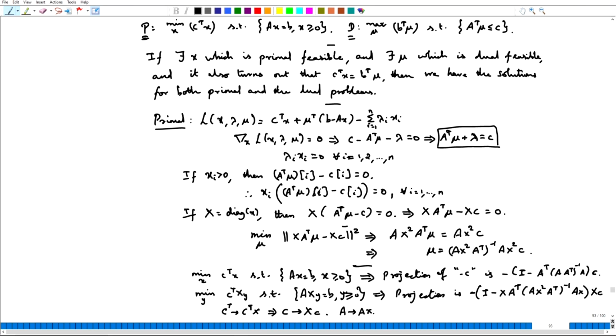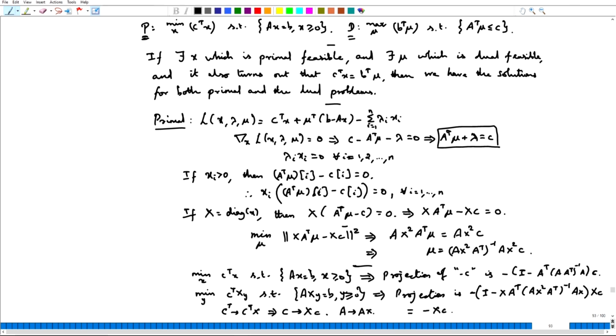Okay. So, instead of minus of I minus A transpose inverse A into C, we have to write minus of I minus X A transpose A X square A transpose minus A X into X C, okay. So, you might be baffled by seeing such a large expression, but you need not be, because let me simplify this.